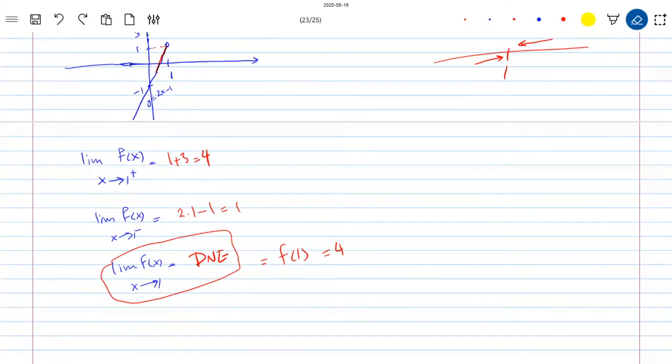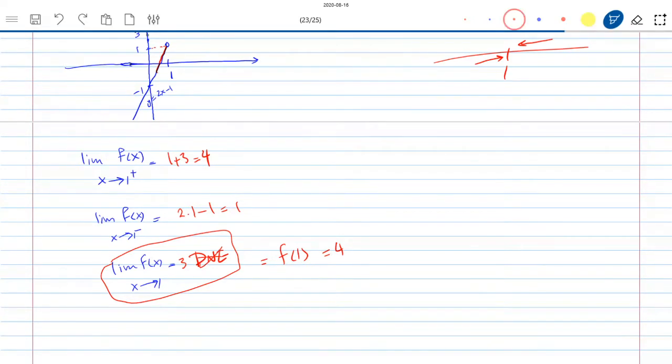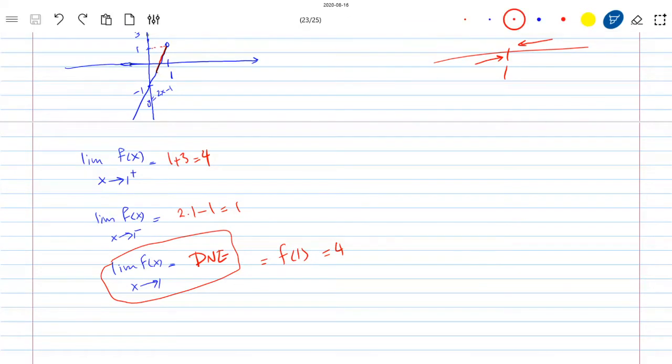1. But if you found the limit, for example, if the limit was 3 instead of does not exist, and the value of the function is 4, then you should say still this is not a continuous function since the limit and the value of the function are not equal. But in this case, the limit did not exist at all, so I can simply say, okay, the function is discontinuous at x equal to 1.